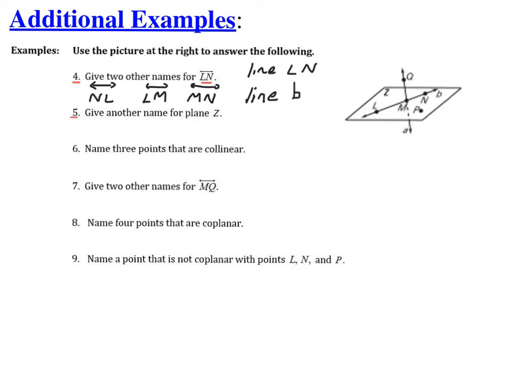For number 5, they want another name for plane Z. They're using a single letter to name it, so it's this bold capital letter in the corner. There's no dots around it. It's not a point. So instead of calling it plane Z, I can name my plane using 3 points that lie on it. So I'm going to start off with plane, and I'm going to pick out any 3 points I want. So we can say L, P, M if you want.